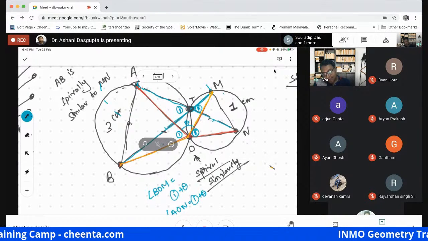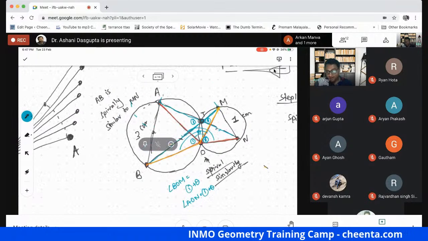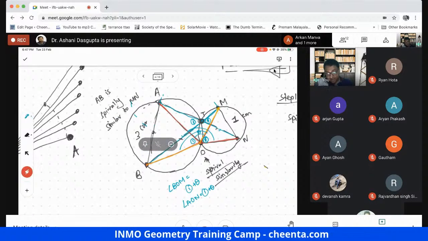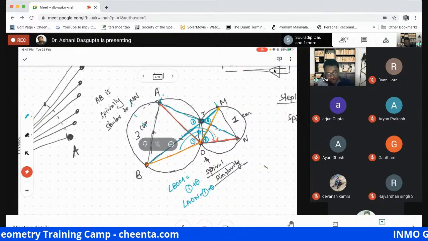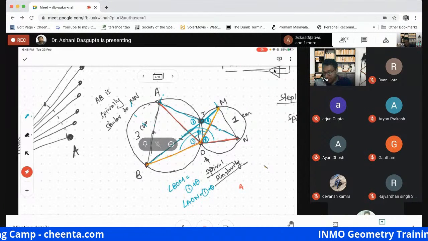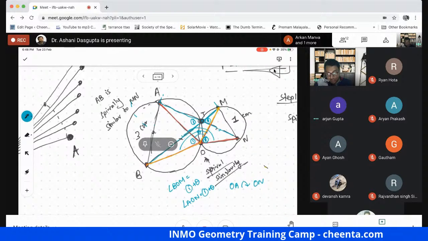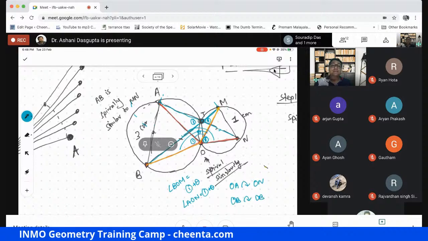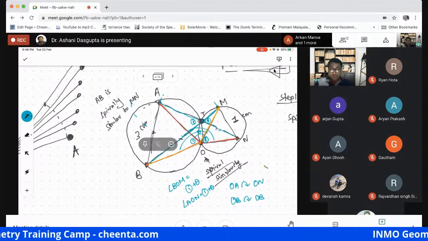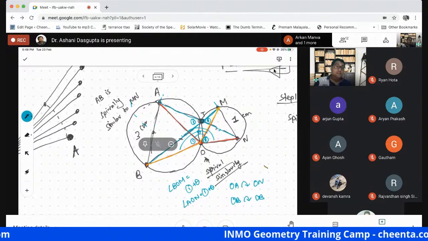So this angle right here is equal to this angle. Okay, fine. These two angles are equal. So it is plausible that OA rotates to ON, and OB rotates to OM simultaneously, because both of those angles are equal. Okay, how would you show that it is indeed a spiral similarity?